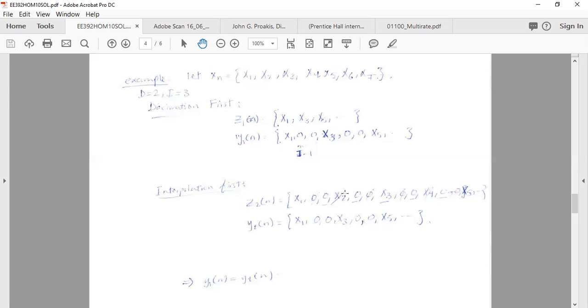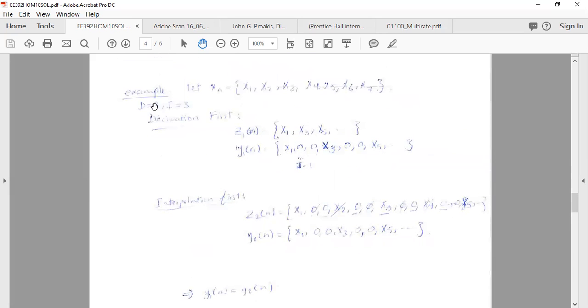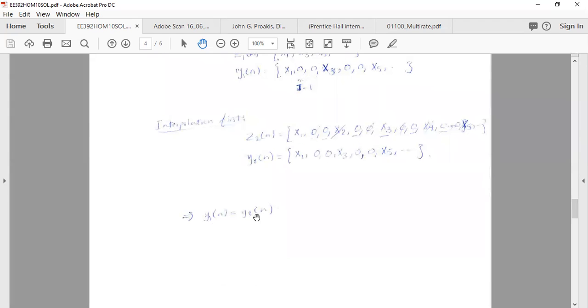Remember, when decimating, we remove d minus 1 elements after the element that we are on. We start from x1, so we write x1, then we remove d minus 1 elements. In this particular case, it will be 1 element. So we remove 1 element and write the next element, that is 0. We repeat that step and end up with this particular sequence. You can see that this sequence is equivalent to the other sequence. So we have proved that if d and I are relatively prime values, then y1 of n is equal to y2 of n.